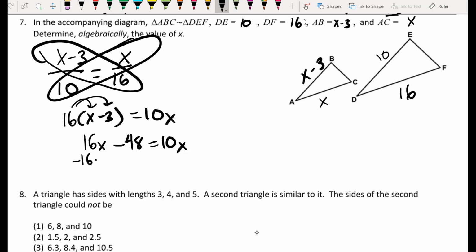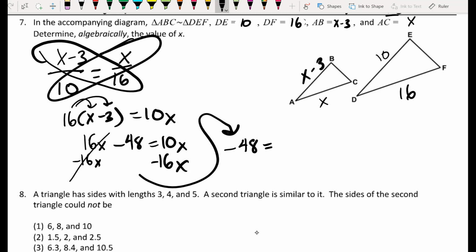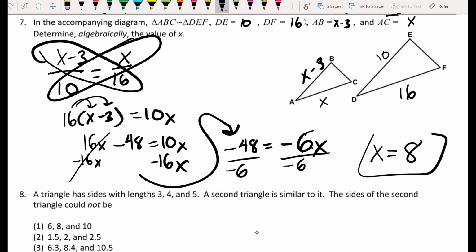And if I subtract 16x on both sides, remember your goal is to get all of your x's on one side of the equal sign. 16x minus 16x reduces to 0. I'm going to keep writing over here. I have negative 48 on one side of the equal sign, and 10 minus 16, if I subtract those coefficients, is just negative 6. Now that negative 6 is linked to my x with multiplication. So to undo the multiplication, I'm going to divide by 6 on both sides of the equal sign. So my final value is x equals 8, because remember, a negative divided by a negative should be positive.